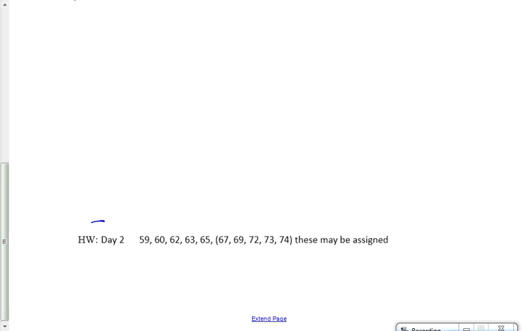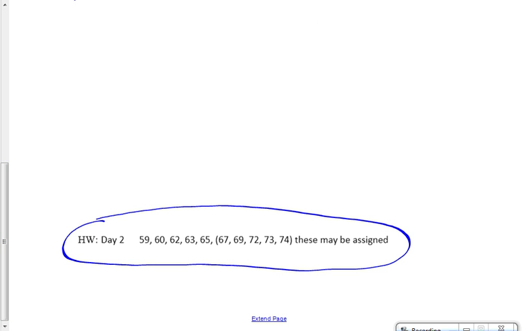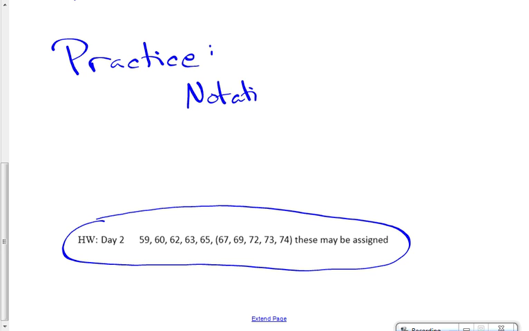Here's your homework for day 2. I'd like you to go through a lot of these problems. I think practice is really important. It's hard to get good at these things and writing the notation if you don't actually do it. So please practice the notation, practice the names, and all those wonderful things.